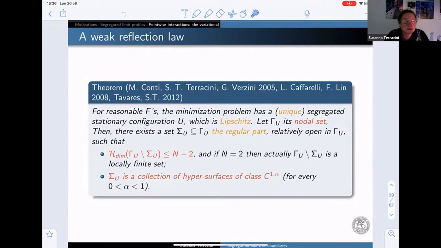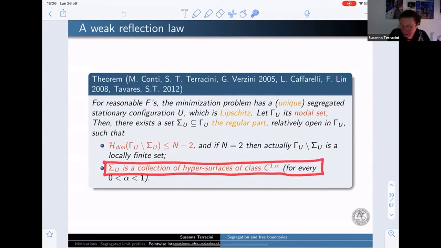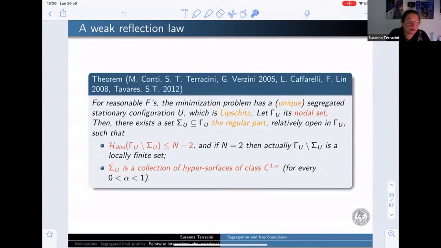And the statement is the following. If the potentials of the internal force are reasonably smooth, the minimization problem has a unique segregated stationary configuration, which is Lipschitz, in the sense that all the components are Lipschitz. And if you look at the nodal set, then you can write this nodal set as the union of two disjoint components. The first component is the regular part, sigma of u, which is a collection of smooth or relatively smooth hypersurfaces, at least of class C1 alpha. And the remainder is small in Hausdorff dimension, has a Hausdorff dimension which is at most n minus two, and in two dimensions is a locally finite set.